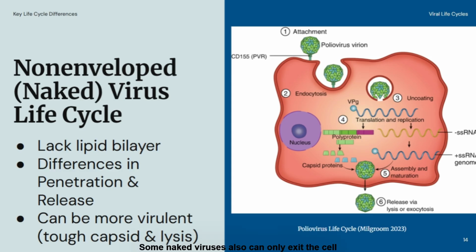Some naked viruses also can only exit the cell via cell lysis or violent cell death, and this aids to their virulence. Examples of important naked viruses include norovirus, poliovirus, rhinovirus, hepatitis A, and HPV.